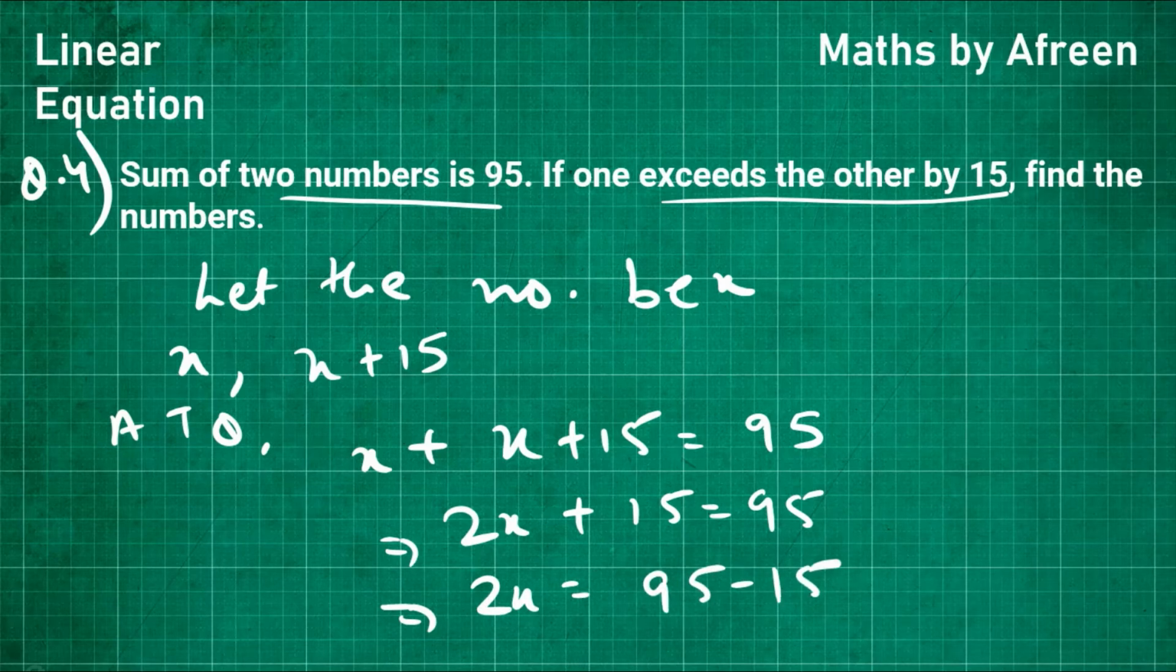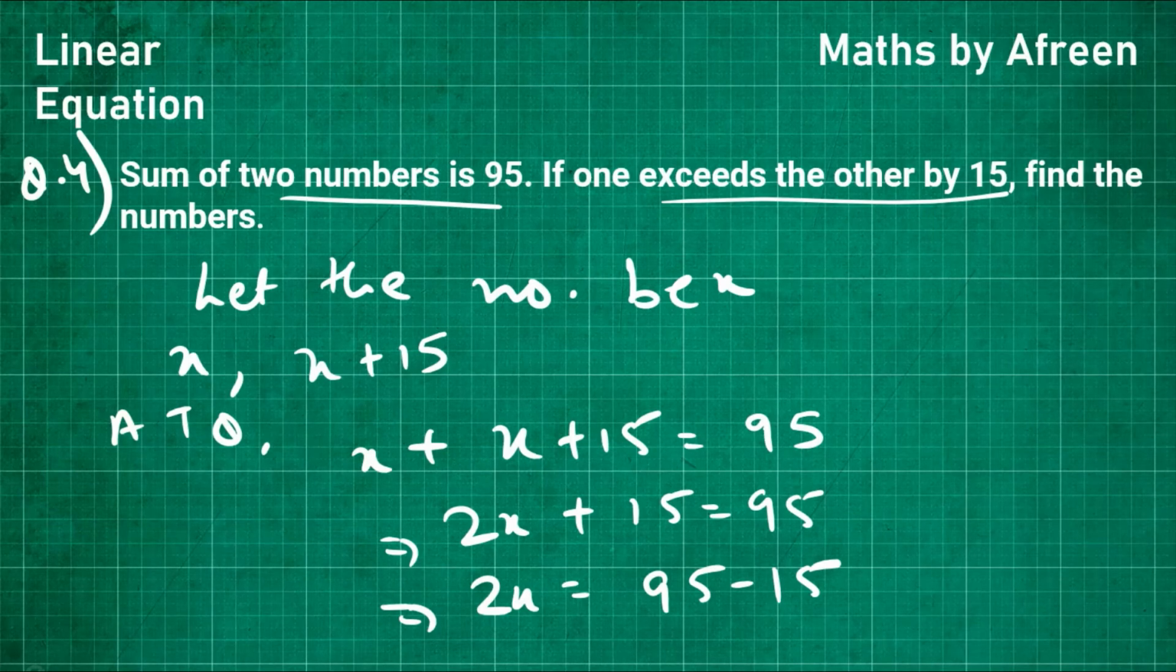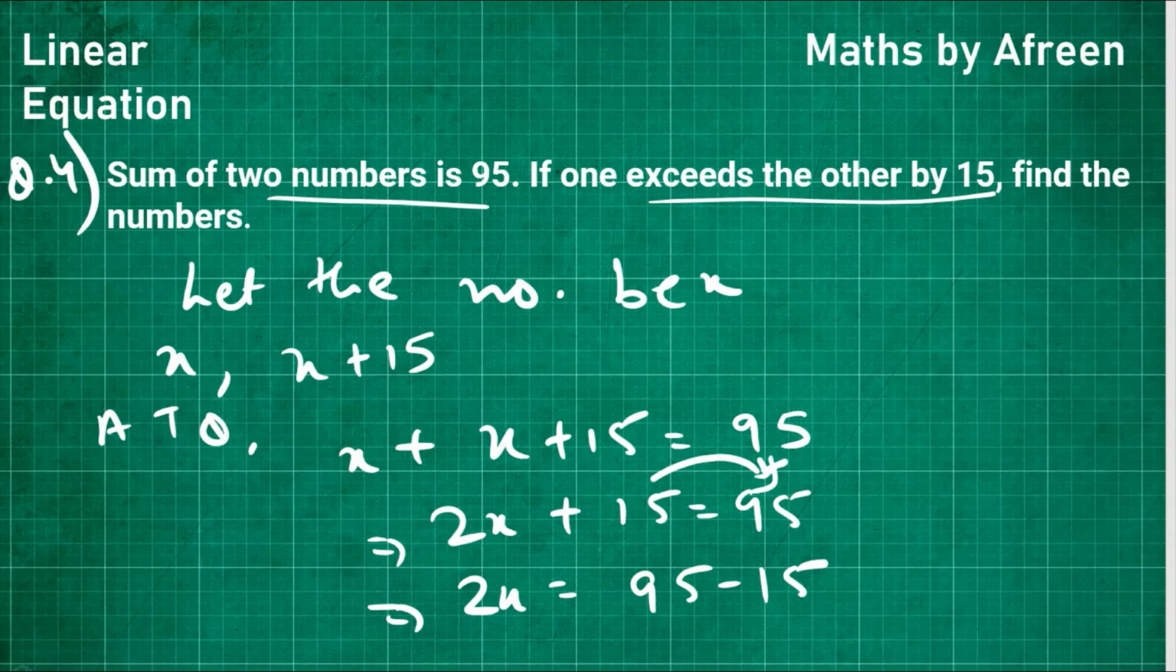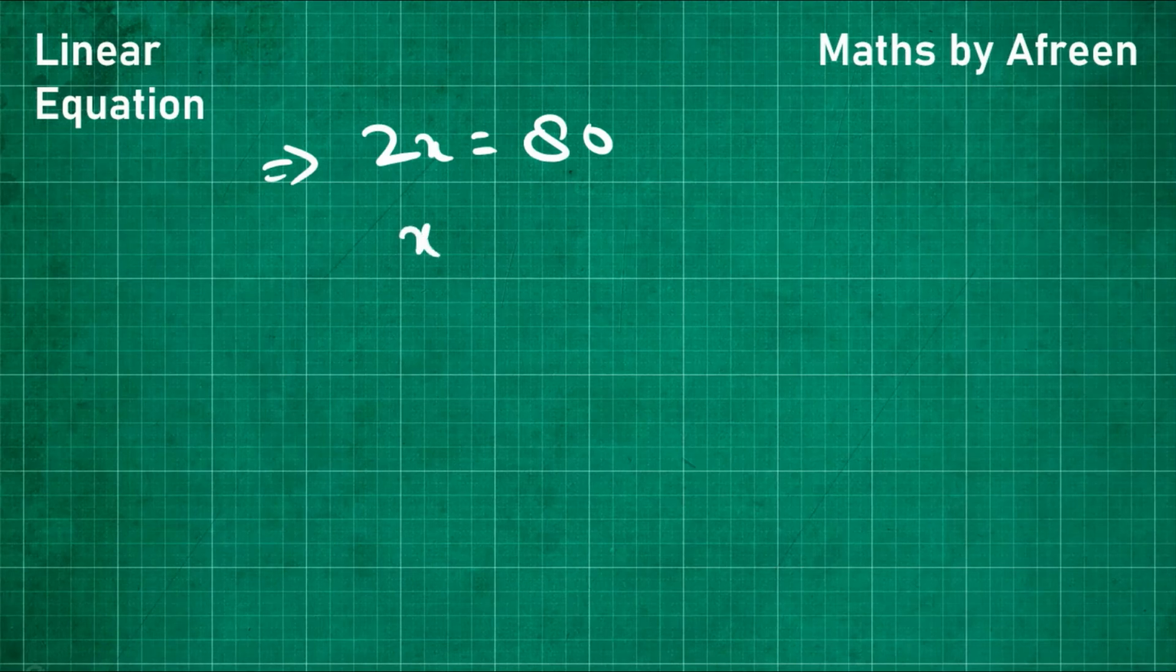When you will subtract 15 from 95, what you will get? You will get 80. So that implies 2x equals 80. What you did here: you transpose 15 from left hand side to right hand side. Earlier it was plus, so now it is minus. So x equals 80 divided by 2.